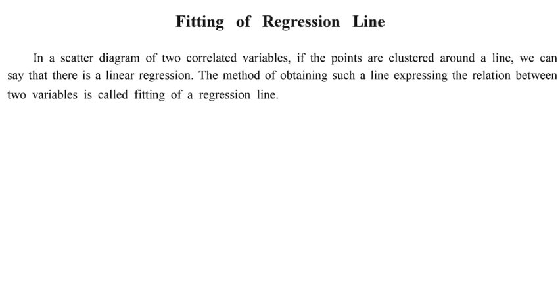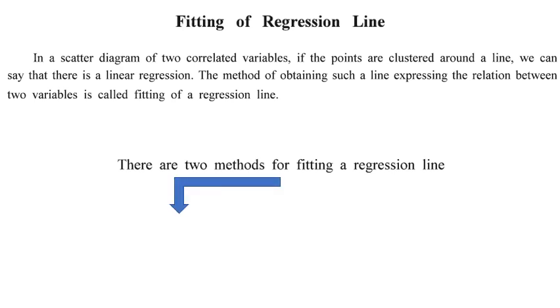We have already studied the making of a line in the correlation chapter. The method of obtaining such a line or a relationship between two variables is called fitting of a regression line. That means when we make a relationship in a straight line between two variables, we say that we are fitting a regression line. Now there are two methods for fitting a regression line.